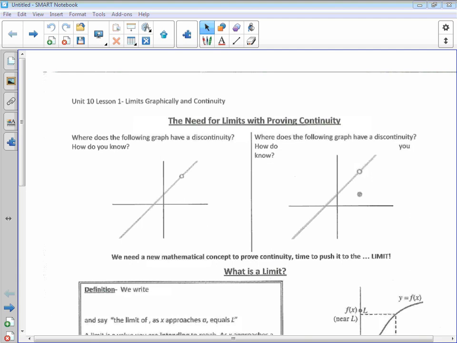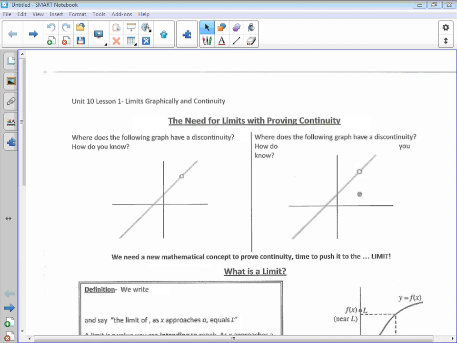So first, the reason we have limits is so that we can use them to prove continuity. I think you guys have a very good understanding of just the idea of continuity. Like on this graph, does it make sense that this is not a continuous graph because there's that little open hole in the middle of the graph? And same with this one, okay?